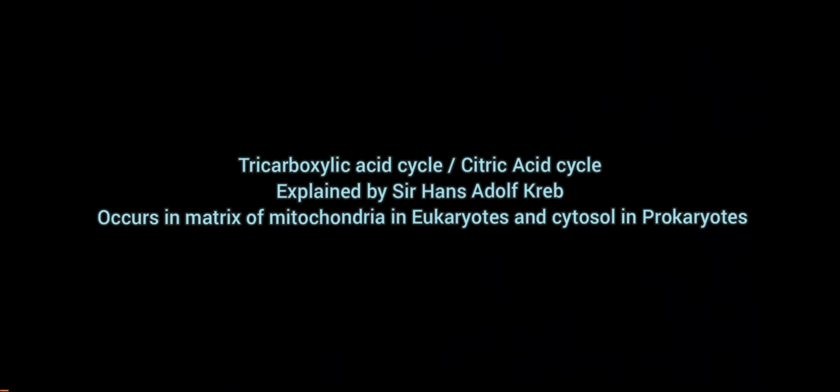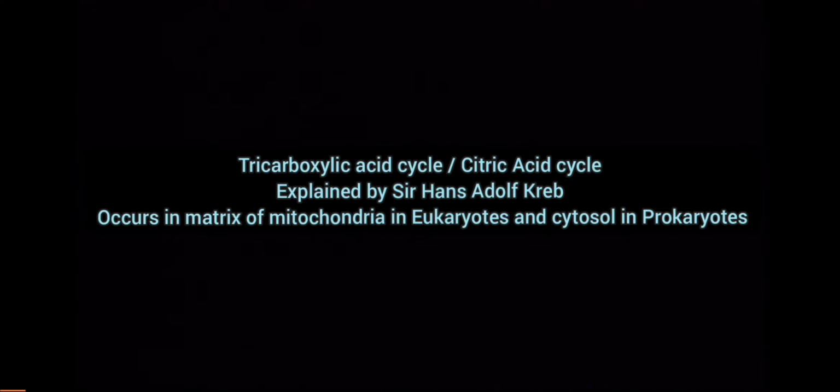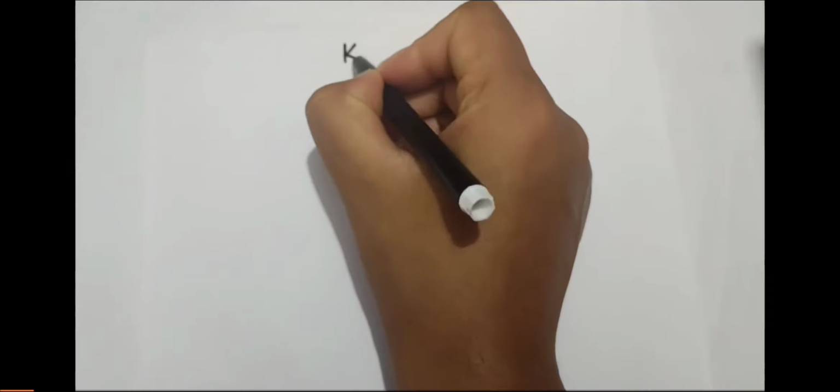Today's topic is the Krebs cycle, which is also known as the tricarboxylic acid cycle or citric acid cycle. This cycle was explained by Sir Hans Adolf Krebs. It occurs in the matrix of mitochondria in eukaryotes and in the cytosol in the case of prokaryotes. So let's discuss the Krebs cycle in detail.